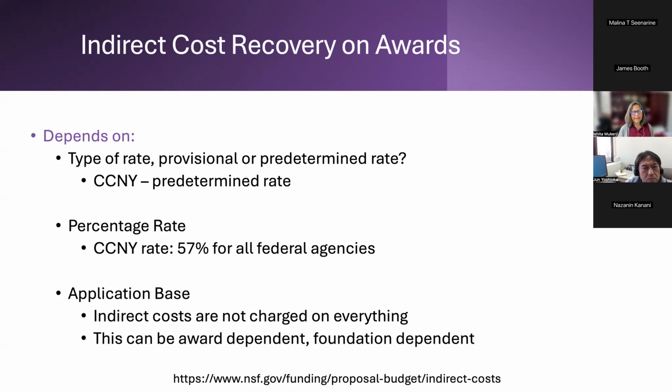And then we also have to think about the application base. That's like what is the pot of money that we're going to base the indirect costs on. And so let me just say a few things. One, the predetermined rate is a fixed rate, and it shouldn't be able to be renegotiated. It's negotiated for a particular period of time. So typically the indirect cost rates are negotiated for 3 to 4 years at least.